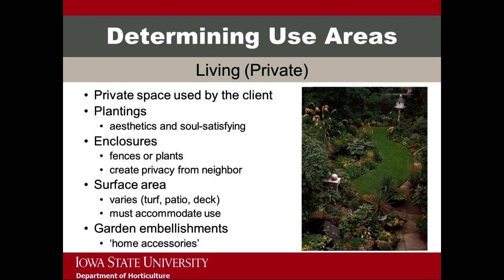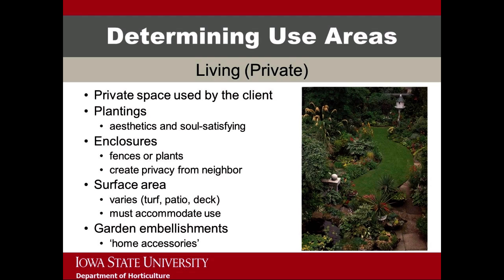There should be some type of enclosure, such as a fence, plants, or a combination of both, to help create the walls of an outdoor room and provide privacy from the neighbors. And the materials used on the ground surface need to be selected to accommodate how the space will be used. For example, is there a need for a large turf area for kids to play? Or does there need to be a patio space large enough to entertain guests?